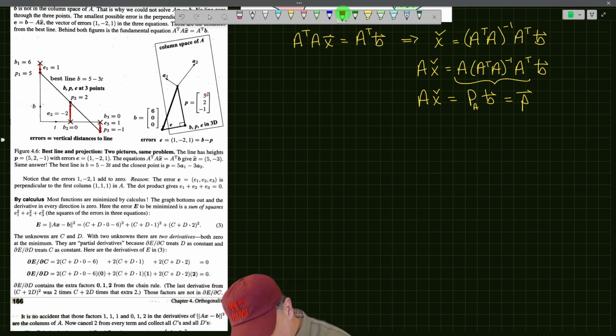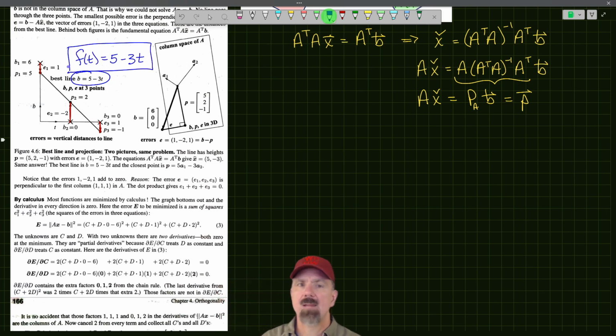And he gives us the best fit line right here, which again, I'm not a fan of. It's really the model. F of t is equal to 5 minus 3t. That's the model. So if we put in an input value of t, then f of t is the predicted output. The b values are the actual data values. This is where it gets a little bit confusing. So I'm not using his notation. We want to think about this as a modeling problem.